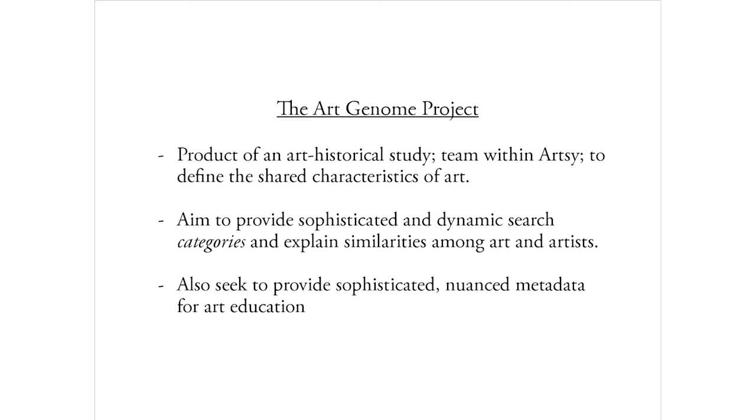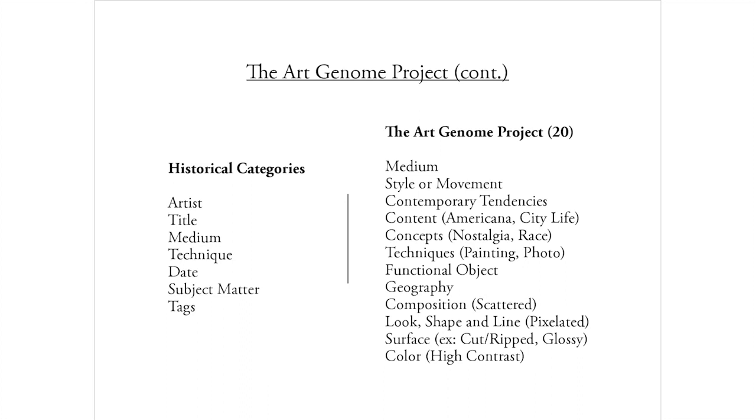I used to be a professor. I still teach sometimes, but one thing I'd often do is unpack a phrase. So I'm going to unpack that for you. What is sophisticated, nuanced metadata for art education? What does that mean? On one side, you have historical categories for art search. By historical, I mean the way that you might search for art in a museum or currently in various different places on the web. And you get certain categories.